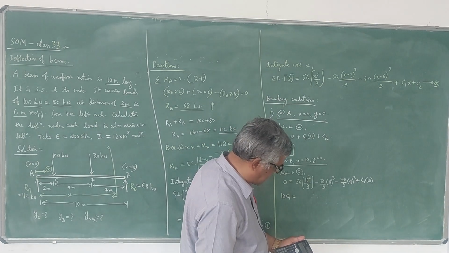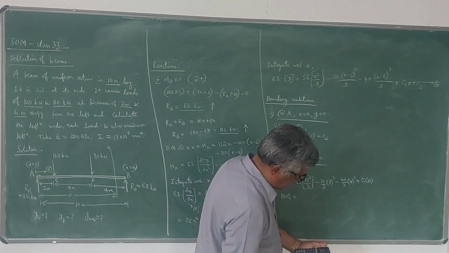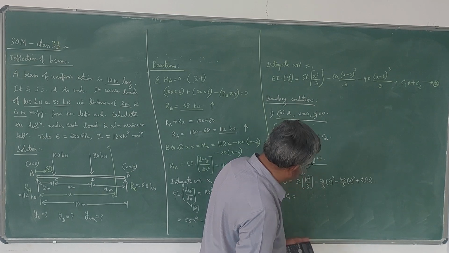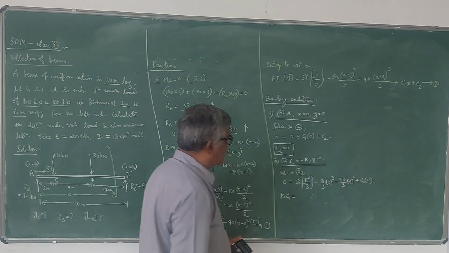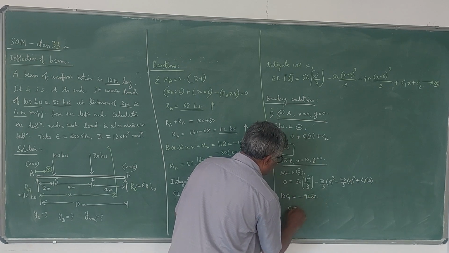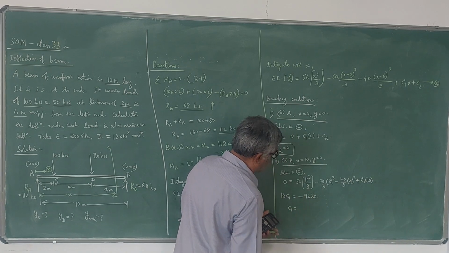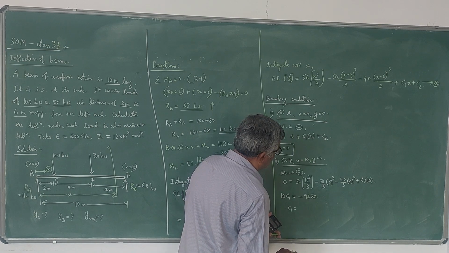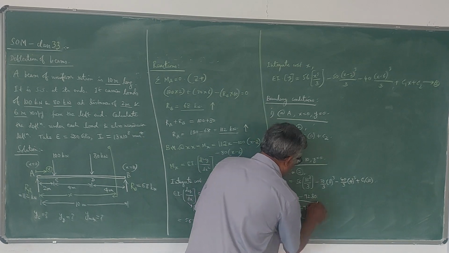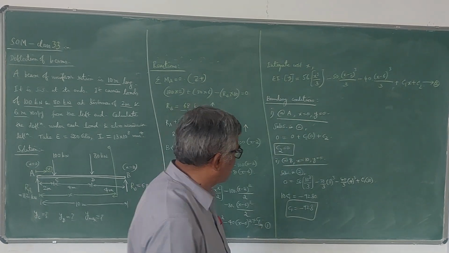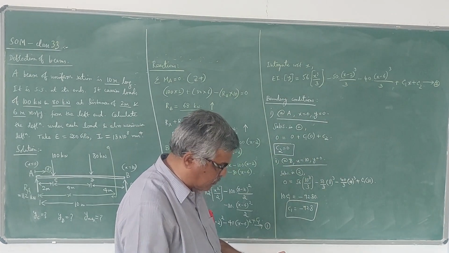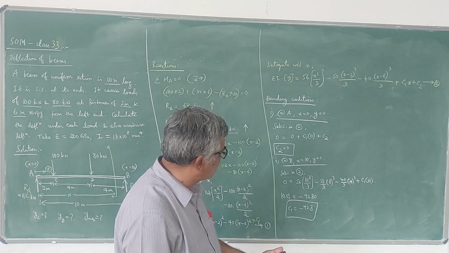So this is the value minus 9280. Therefore, C1 is minus 928. Let me check once again because the answer should be perfect. These two become plus, this becomes minus. So 40 into 64 divided by 3, first value.